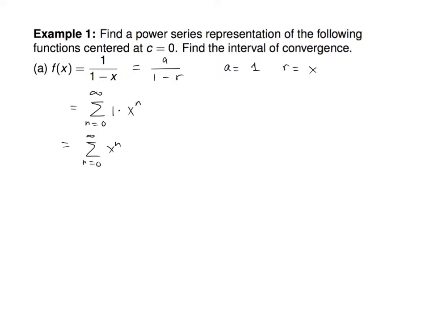Now, one thing that's true, this will only converge if the absolute value of r is less than 1, right? That's a requirement. And what is r in this case? x. So the absolute value of x is less than 1, which means the interval of convergence is -1 less than x less than 1.